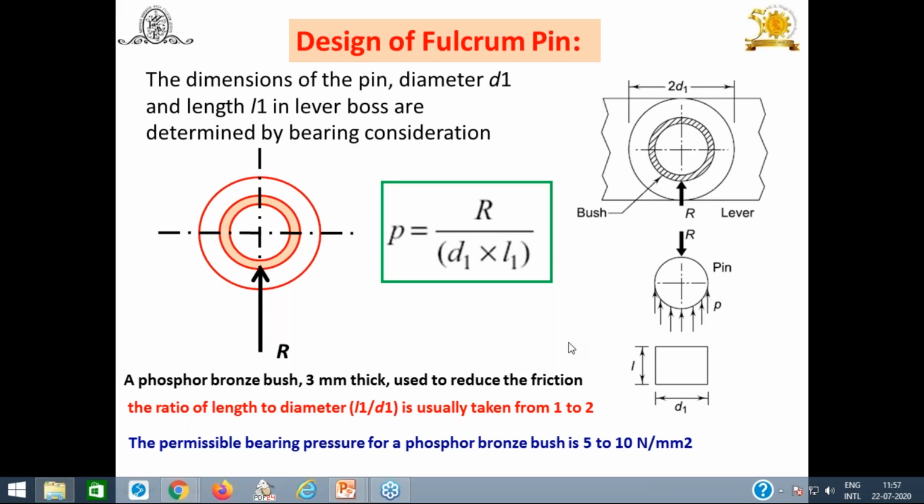Step number two, find out the cross section of the lever. Generally you will find the cross section may be rectangular, elliptic, or I section. As I have already told, for the first class lever, the pivot is at the middle, with the effort and the load at the two ends. You will get the effort arm and the load arm. At the points where the effort P and load F act, the bending moment is 0.